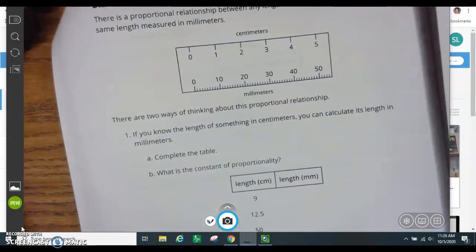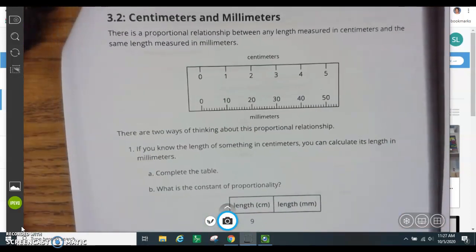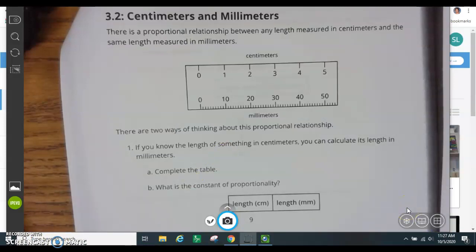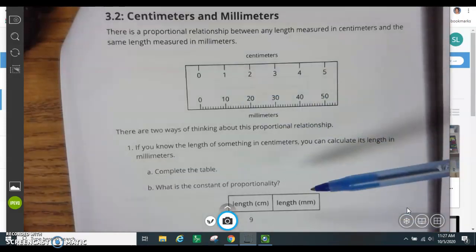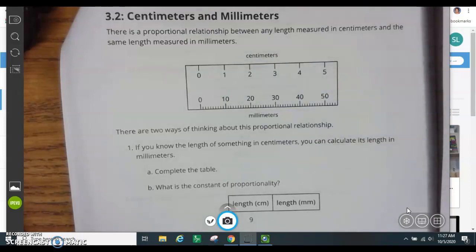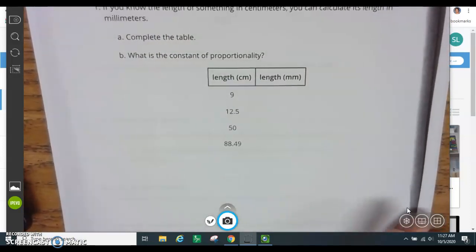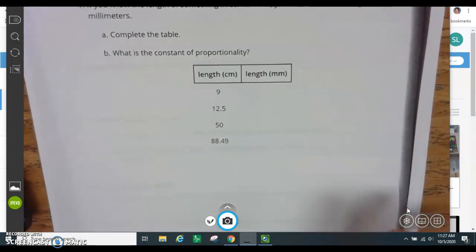There's a proportional relationship between any length measured in centimeters and the same length measured in millimeters. So if you look at a ruler, there are 10 millimeters in 1 centimeter, 20 in 2. So there's 2 ways of thinking about this proportional relationship. If you know the length of something in centimeters, you can calculate its length in millimeters. So let's complete this first table. What's the constant of proportionality after we do that?